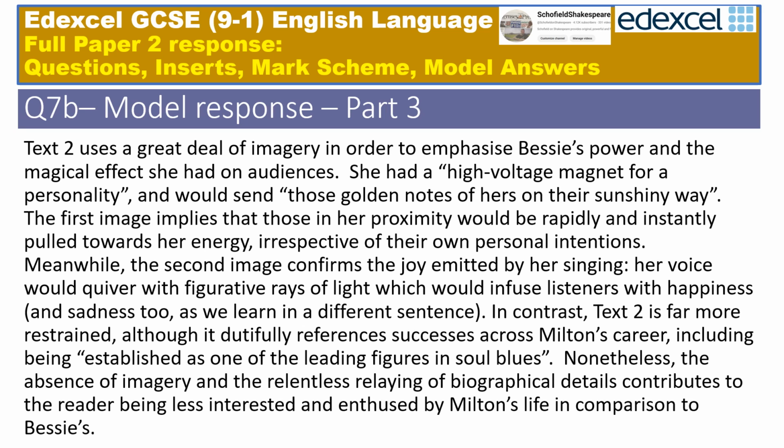Text 2 uses a great deal of imagery in order to emphasise Bessie's power and the magical effect she had on audiences. She had a high voltage magnet for a personality and would send those golden notes of hers on their sunshiny way. The first image implies that those in her proximity would be rapidly and instantly pulled towards her energy, irrespective of their own personal intentions. Meanwhile, the second image confirms the joy emitted by her singing. Her voice would quiver with figurative rays of light which would infuse listeners with happiness and sadness too, as we learn in a different sentence.